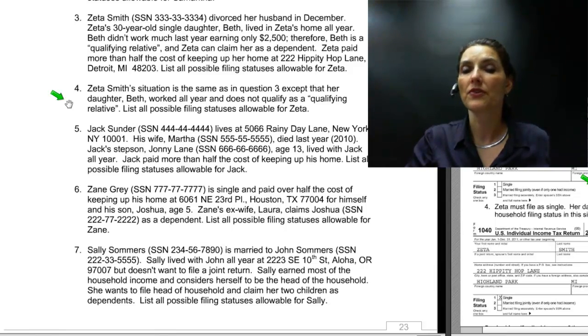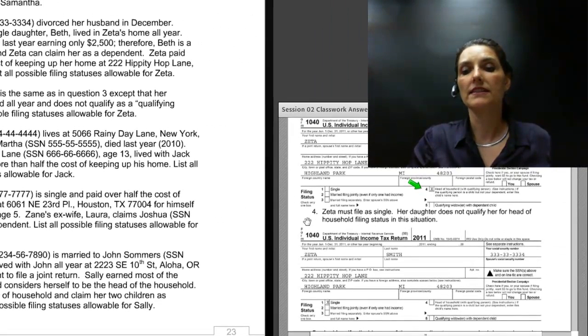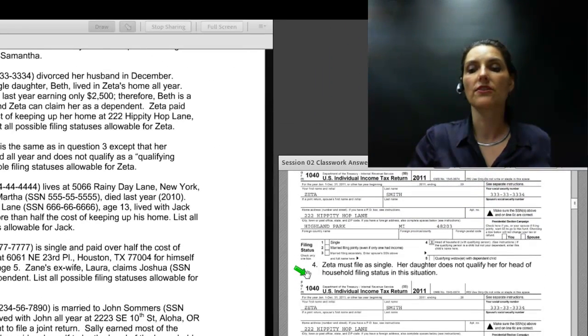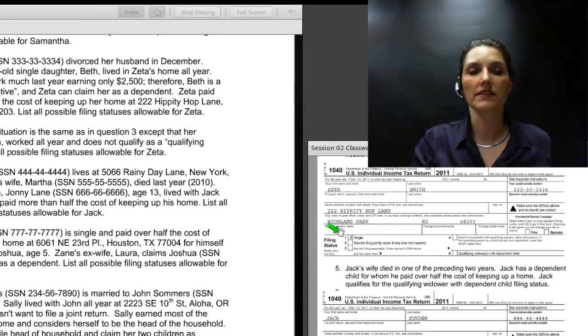Zetta has a 30-year-old daughter who lived with her all year in her home, and the reason she can't claim her daughter as a dependent is because her daughter fails the gross income test. So Zetta will not be able to file as head of household. Her filing status will be single. So for question number 4, Zetta must file as single. Her daughter does not qualify her for the head of household filing status in this situation. So here we have Zetta, and we've checked single in this instance.